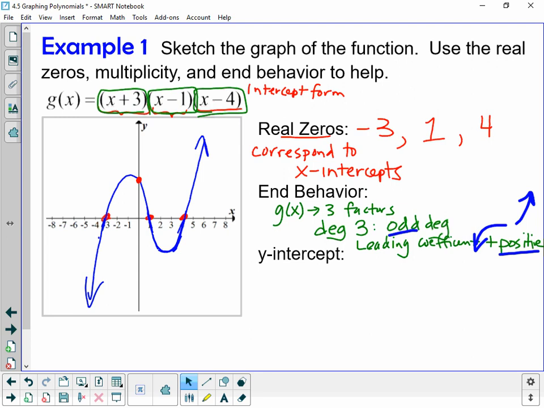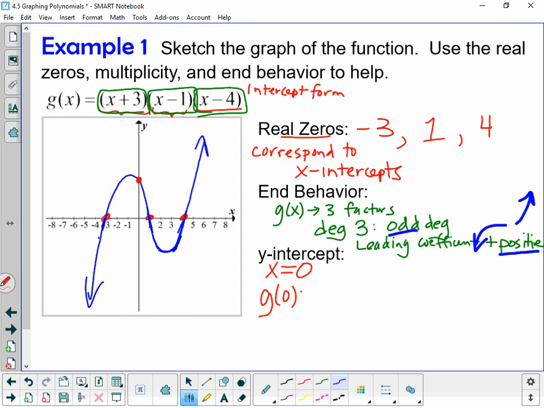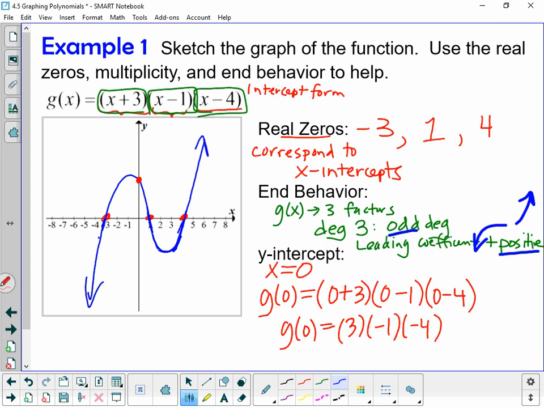So remember, if you're finding the y-intercept, that happens when x is equal to 0. So we just plug 0 into the function for x. 0 plus 3 times 0 minus 1 times 0 minus 4. You could calculate that with your calculator, or you can do it in your head, and I'm going to simplify it a little bit, and you find that the intercept has a height of 12. So mark that on the graph so that we have some sort of reference for how tall that function is. All right, so that's the first graph.